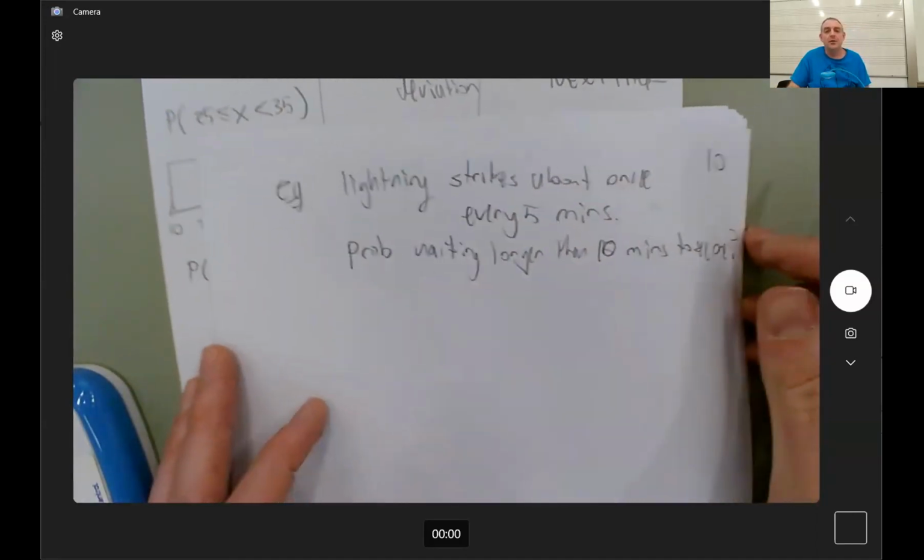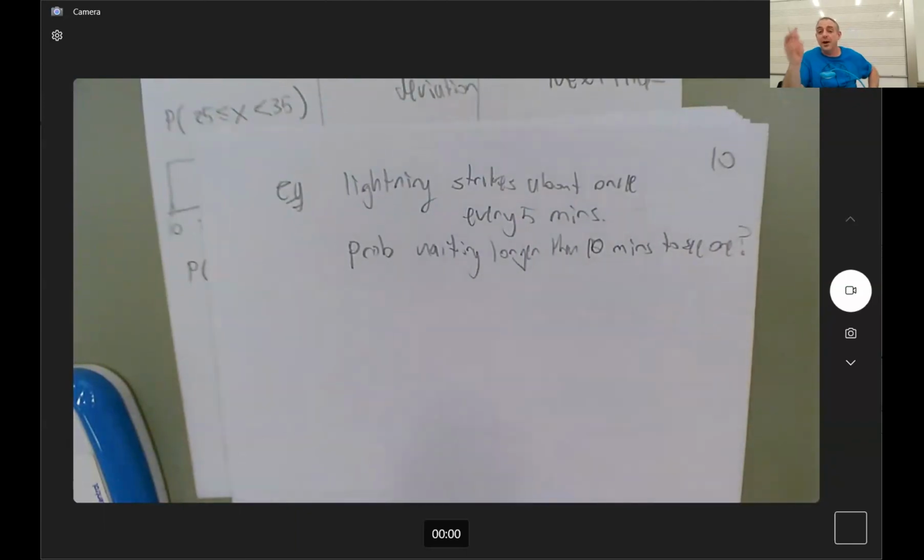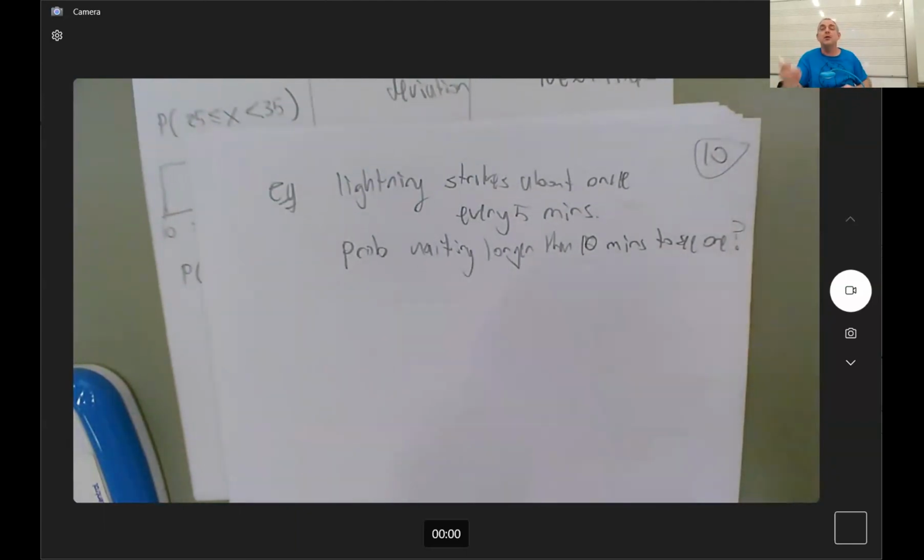Okay, so this is still the same situation as before with my Poisson distribution, but I'm not counting how many lightning strikes happen. I'm waiting until one of them happens and measuring the actual time itself. So time is continuous. Given any two times, there's always another one in between that is possible. So that's the clue there. I'm measuring a continuous thing, so that's an exponential distribution.